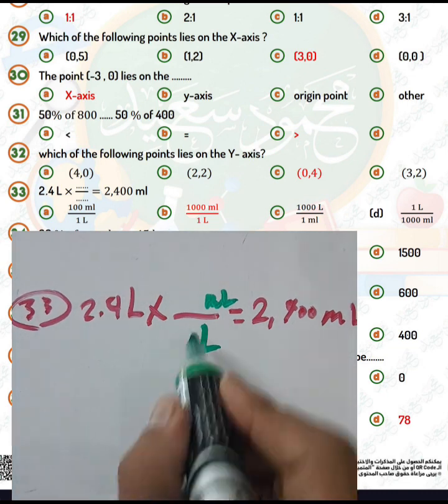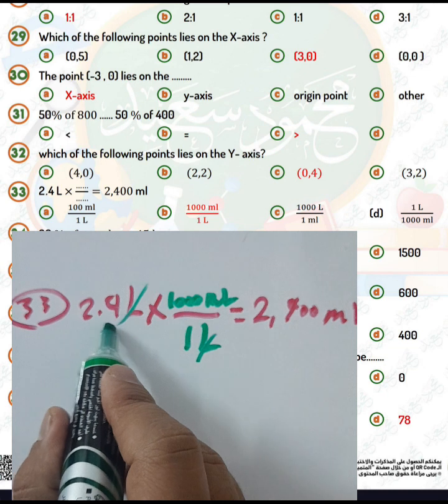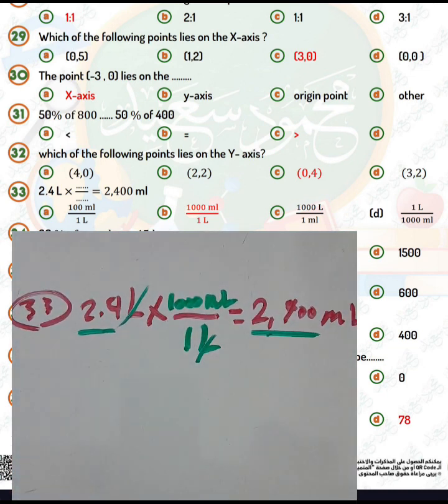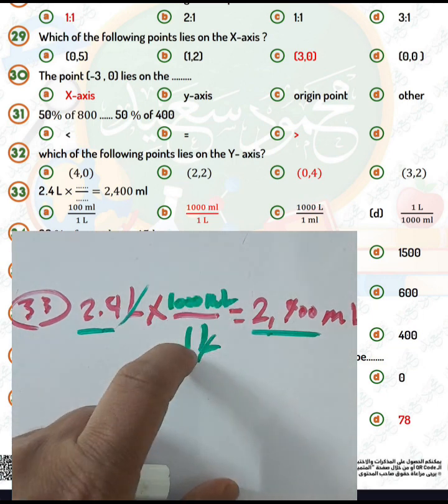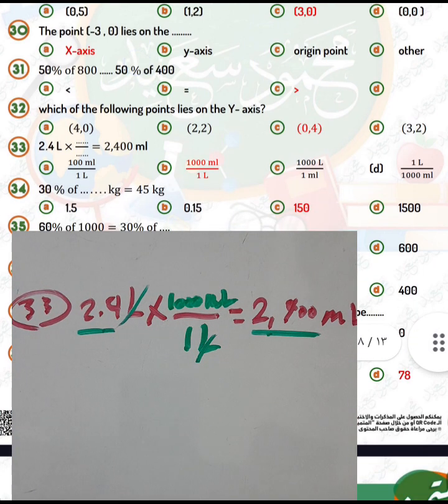Okay, and we know 1 liter equals 1000 milliliter. We can cancel liter by liter and multiply 2.4 by 1000, it will be 2400. So we must write here the conversion factor 1000 milliliter over 1 liter. Choose letter B.